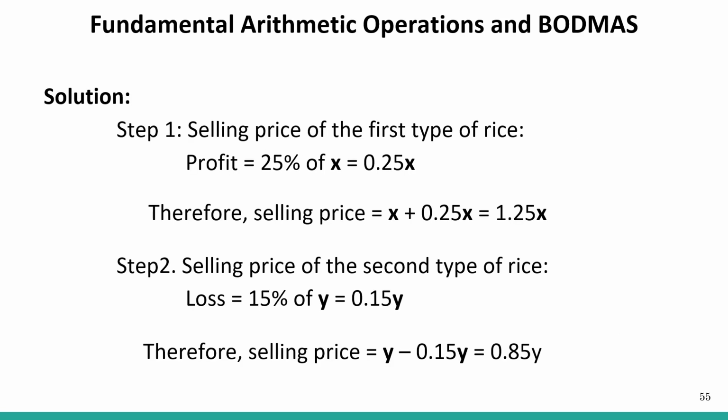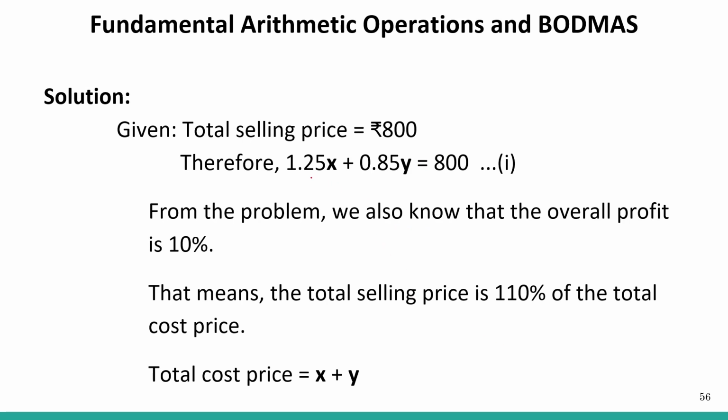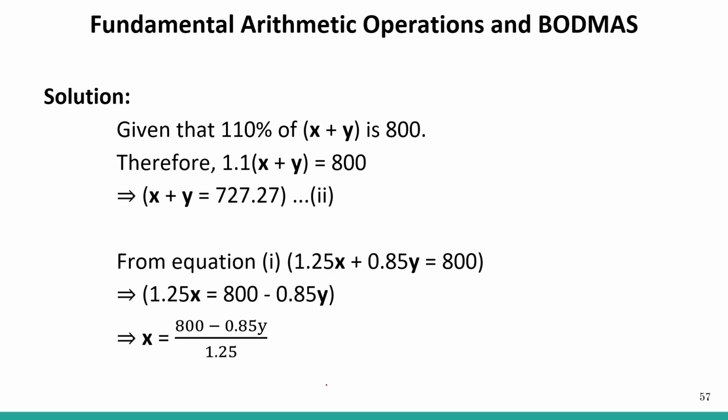The selling price of the first type of rice is x plus 25% of x, in decimal form 0.25x. Therefore, the selling price will be 1.25x. The selling price of the second type of rice, with a 15% loss, is y minus 0.15y, which is equal to 0.85y. It is told to us that their sum is 800. We also know that the overall profit is 10%. That means the total selling price is 110% of the total cost price. The total cost price is x plus y.